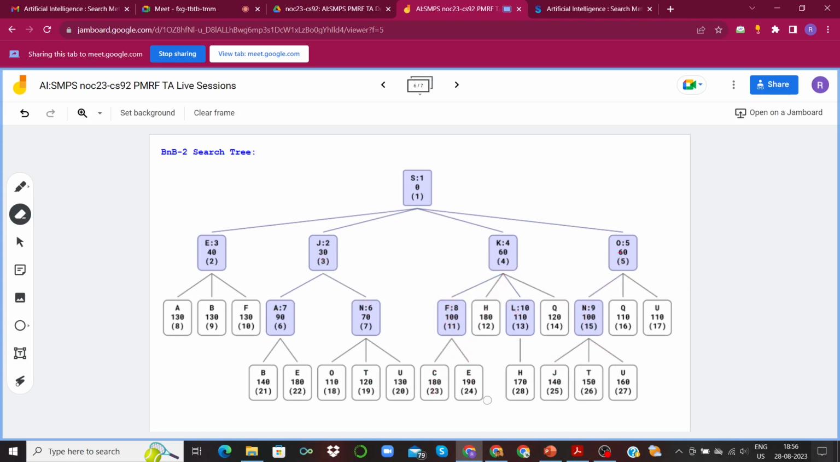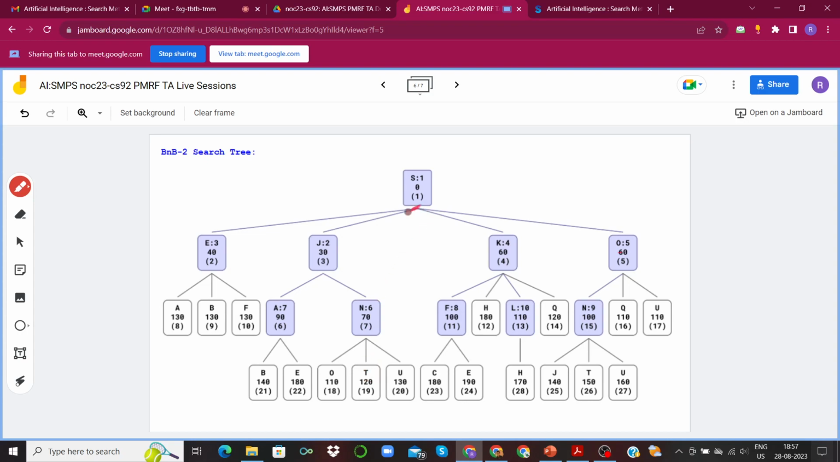So one key thing to remember over here is that what we are asked in the question is the order in which the different nodes were inspected. One node can be inspected multiple times in the big graph. But here what we are constructing is a search tree, and each of the branches of the search tree gives us a partial solution.